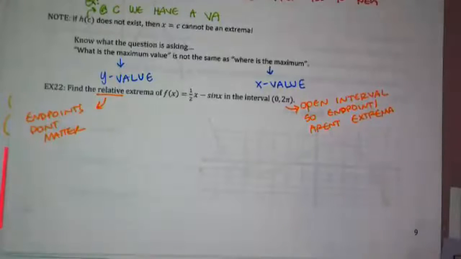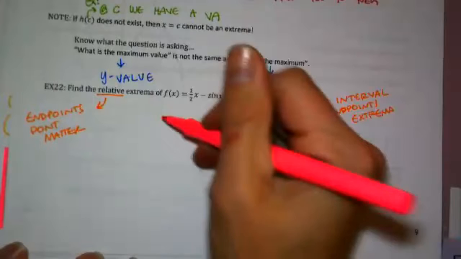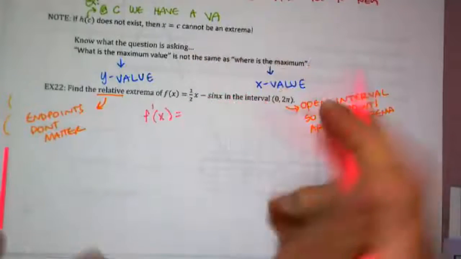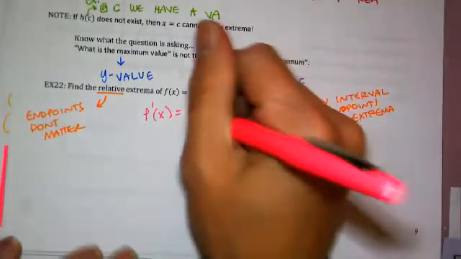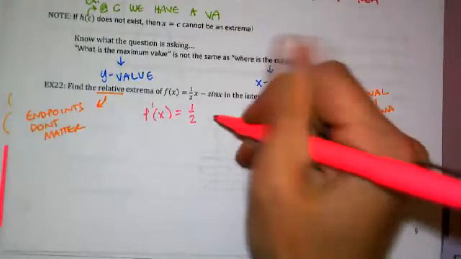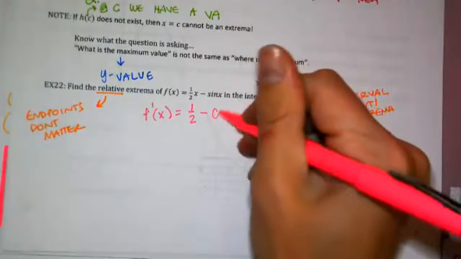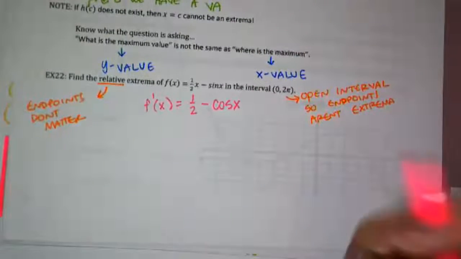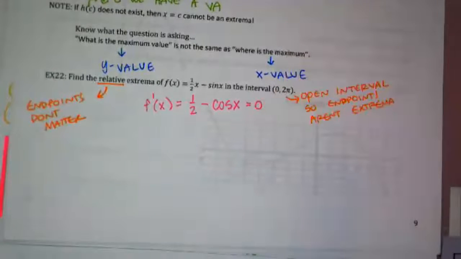So let's do the first derivative test. I have my function. What do I need to do? Take the derivative. I don't have to do product rule because they're being subtracted. So what's the derivative of 1/2 x? 1/2. And what is the derivative of negative sine? Minus cosine. All right, so what do I do with my derivative? Set it equal to 0.